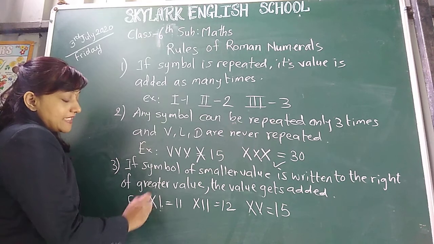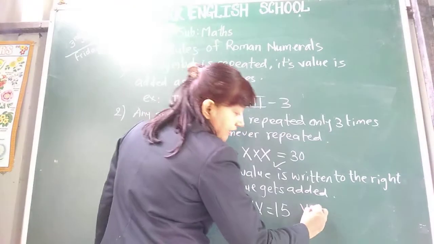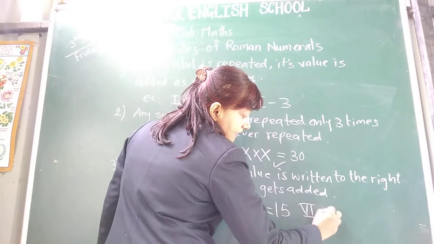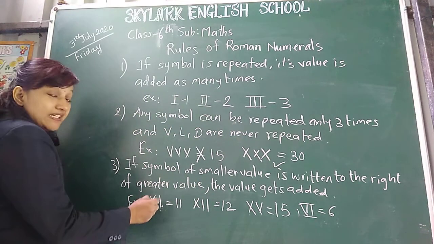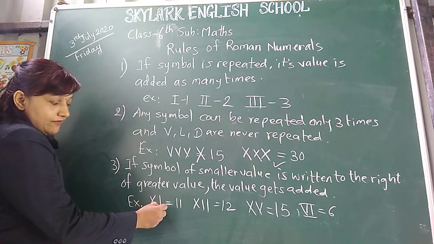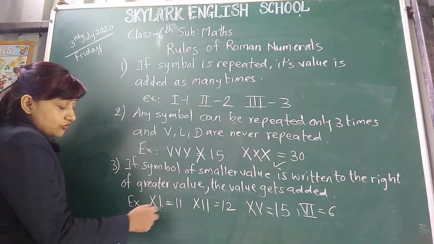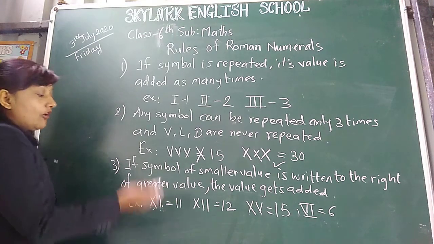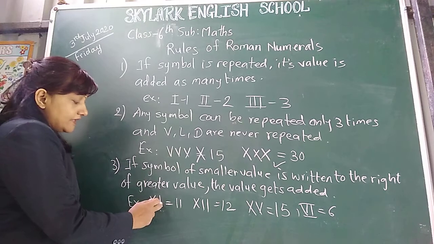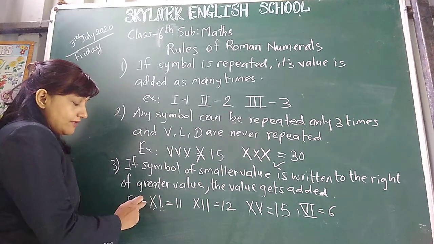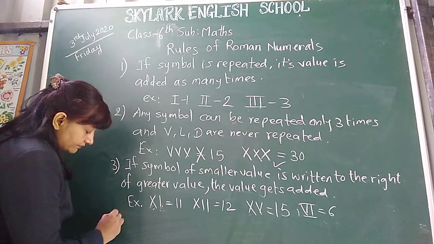It must be a smaller value than what is written. If 5 is written, then write a smaller value than 5, that is I, that is 6. So this will be the greater number and this will be the smaller value. Then you can add this number on the right side. So when it is written on the right side we add, and if it comes to the left side, then that is subtracted.